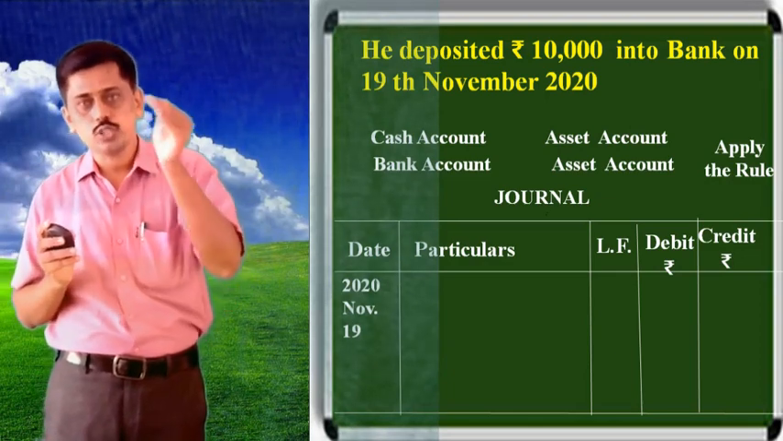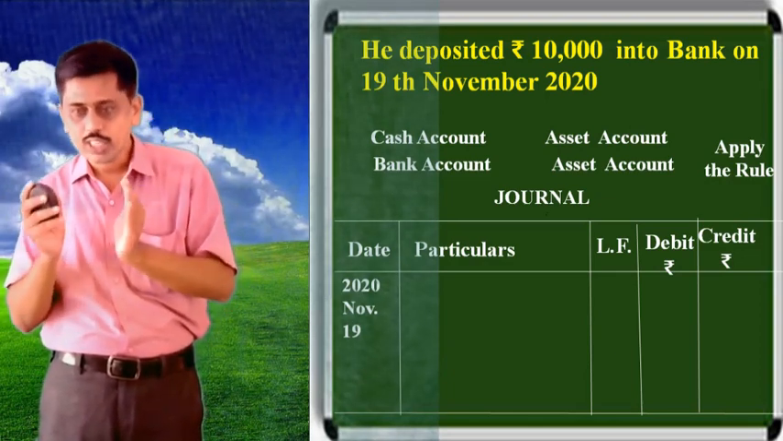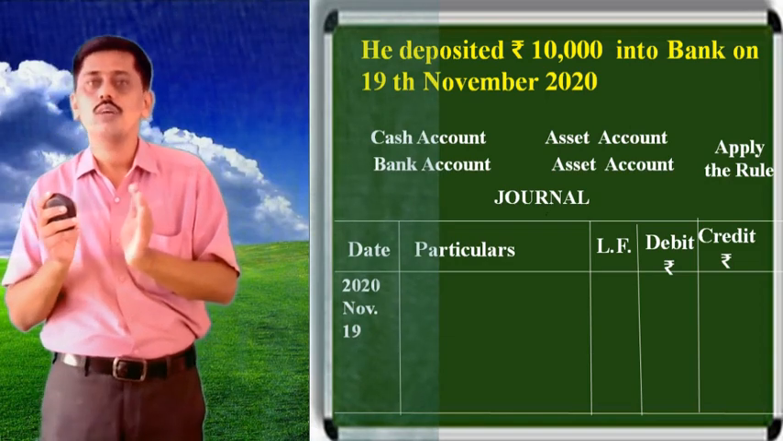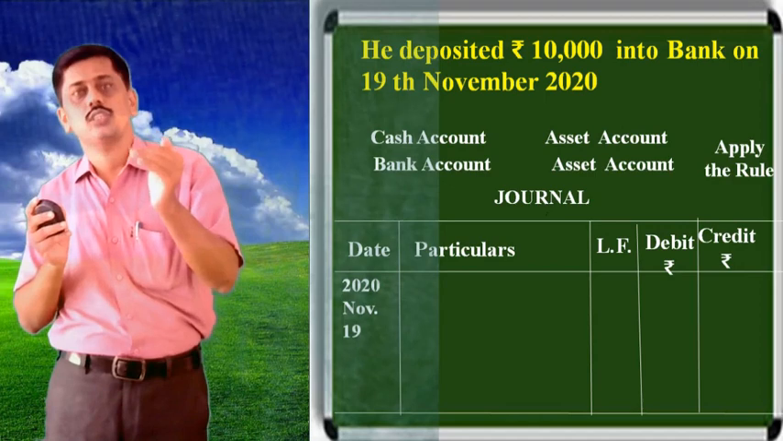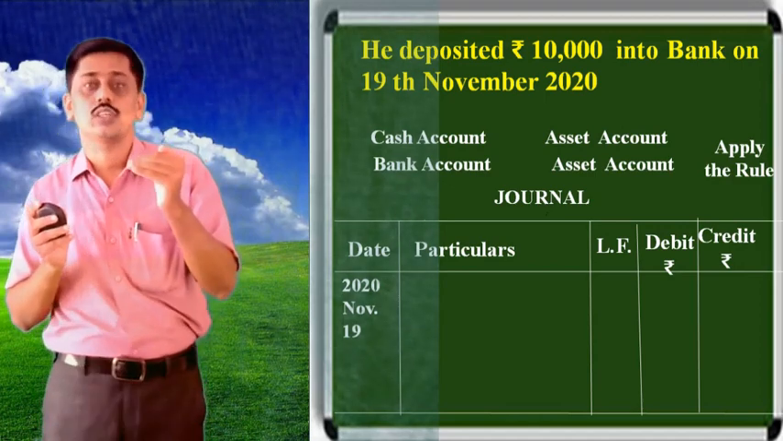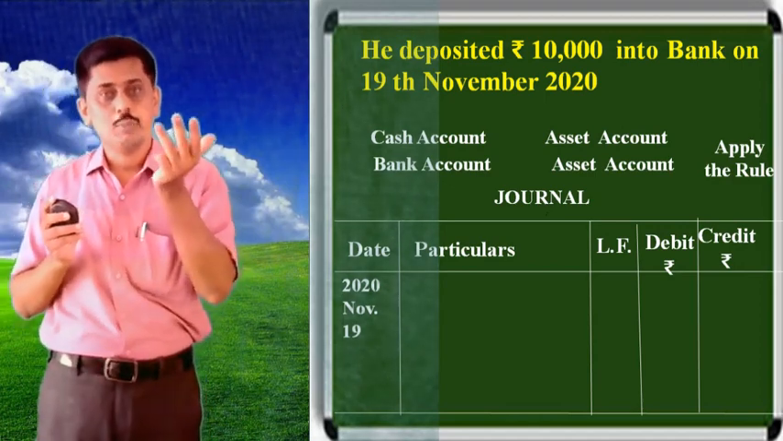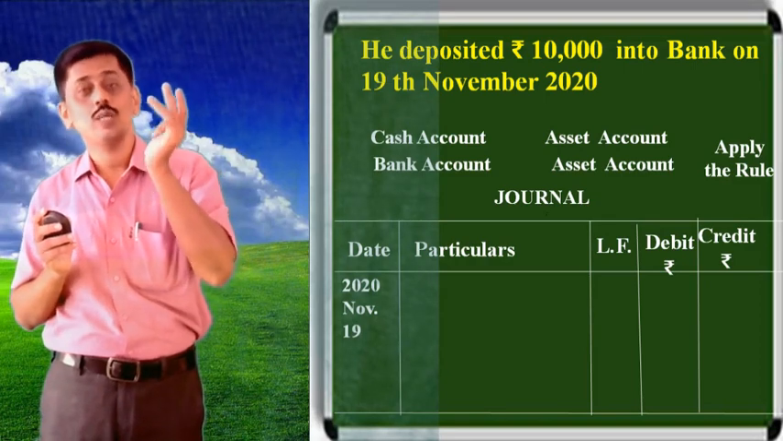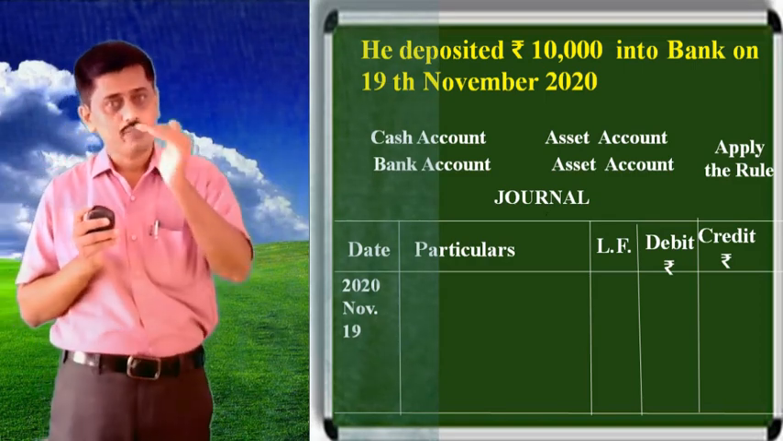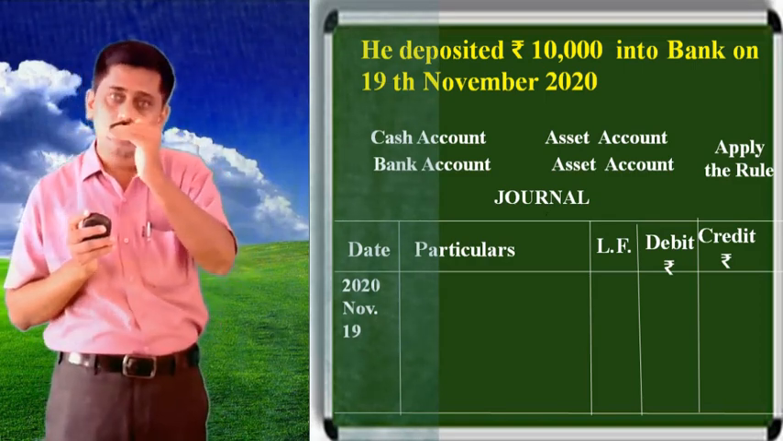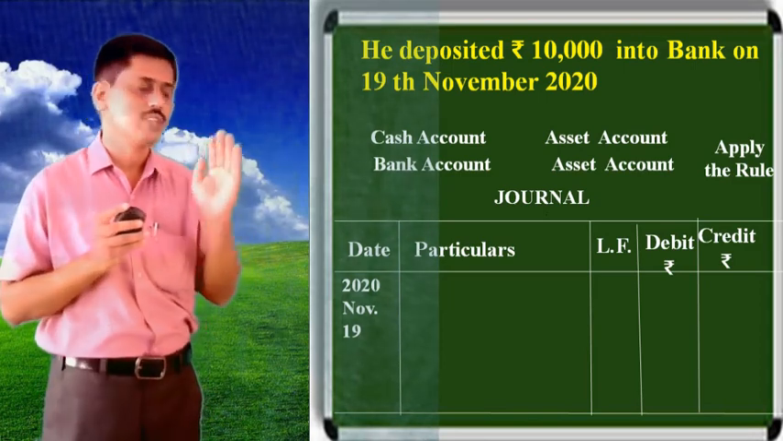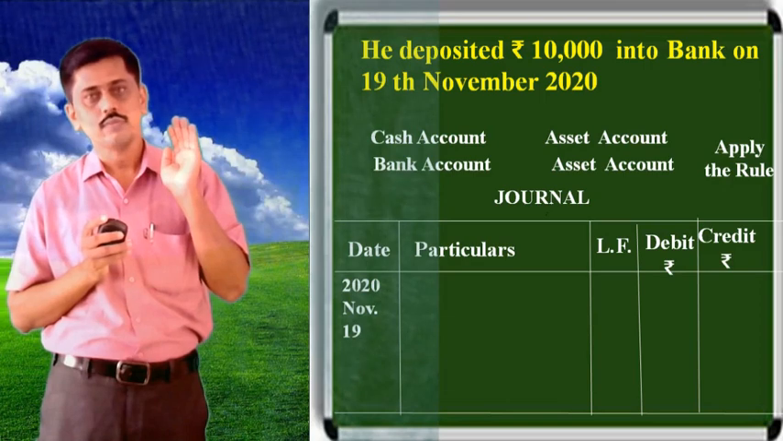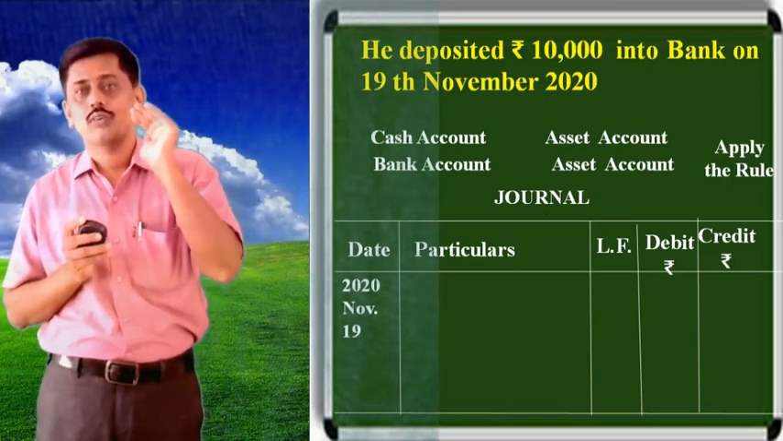10,000 is deposited into bank. How much cash remains in the cash counter? Only 40,000. Because of this transaction, cash decreases, which means an asset decreases. So should the cash account be debited or credited? The cash account should be credited here because it results in a decrease in the value of the asset. The asset value decreased, so what should you do? You should credit that asset account.